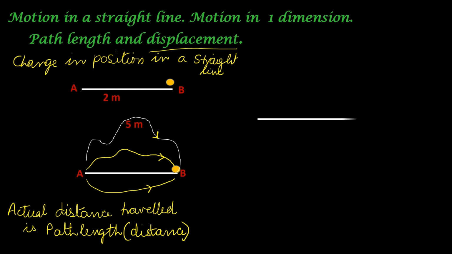If the object moves from A to B and then from B to A, that is, returns to the original position, then displacement is 0. But path length depends upon the actual path or distance it is traveling. Displacement is equal to 0, but path length is not equal to 0. If it travels in a straight line, then path length is equal to 2 meters plus 2 meters equal to 4 meters.